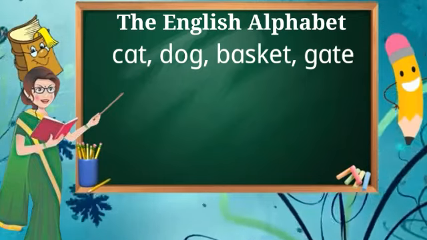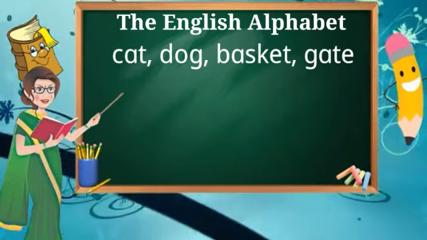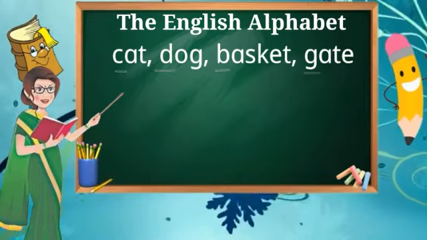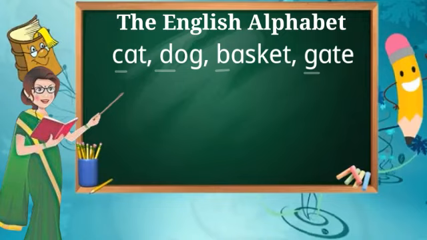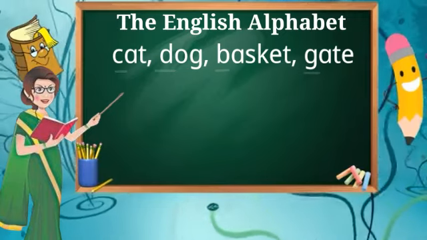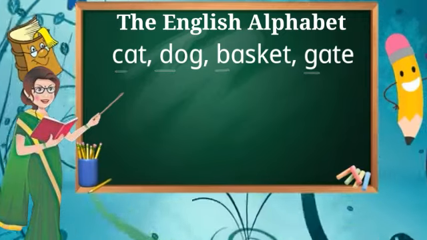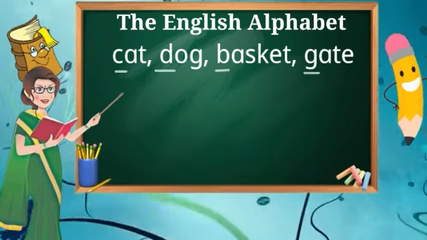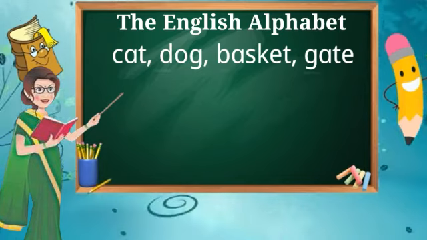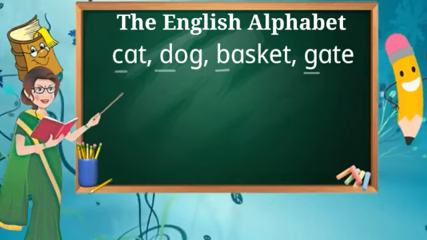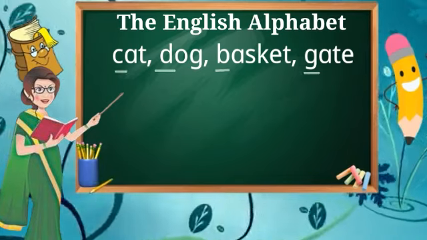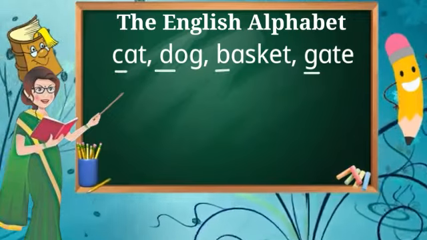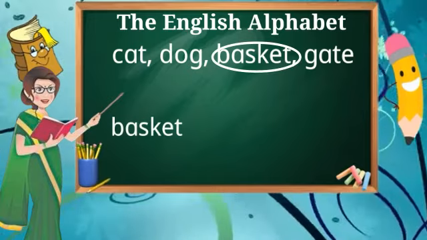At first, look at the first letter from each word. From cat, C is the first letter. From dog, D is the first letter. From basket, B is the first letter. And then the last one, from get, G is the first letter. Now think, in your whole English alphabet, which letter comes first? C, D, B or G? Yes, B comes first. So at first, write B for basket.